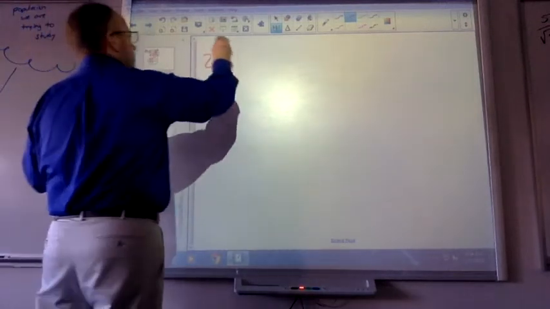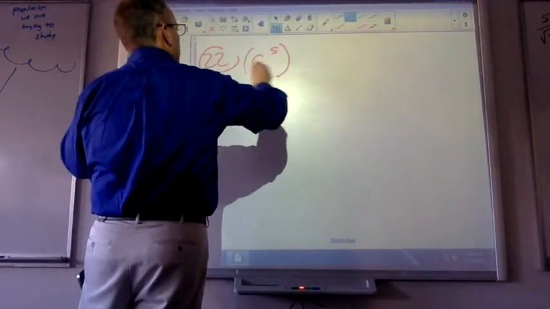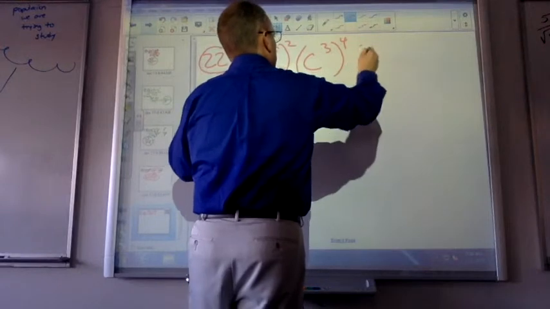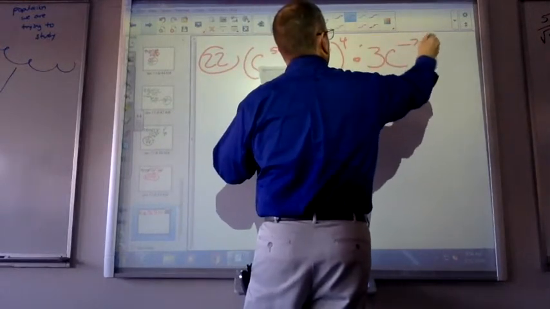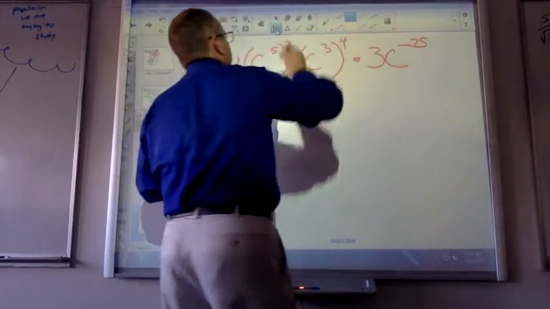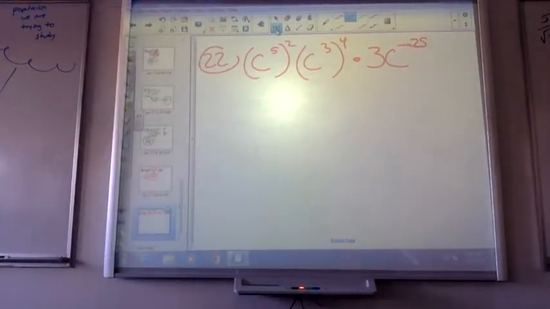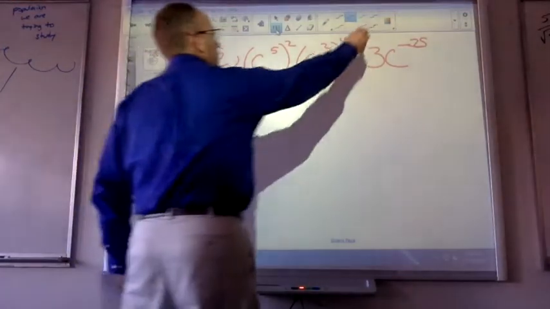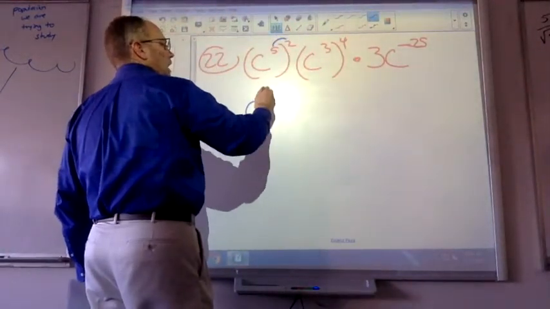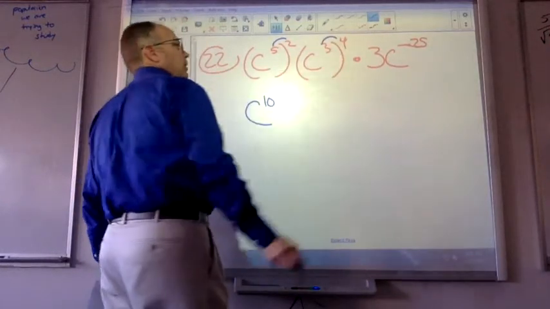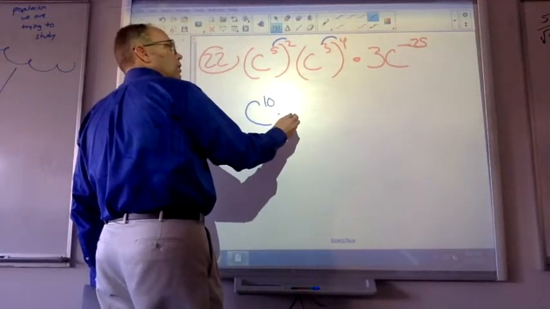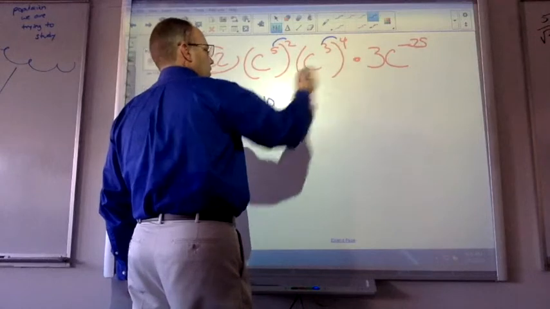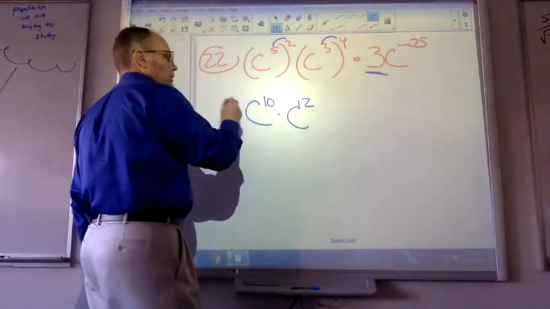22. Times 3c to the negative 25. Okay. Hey, I have some power to a power. Exponents on top of each other. What happens when you have exponents on top of each other? They multiply. Okay, so those multiply, it gives me c to the 10th, agree? These multiply, that gives me c to the what? C to the 12th. And then I have this 3. That's going to come along. That 3 doesn't have a negative exponent, so I'm just going to pull it out front here. Is that okay?